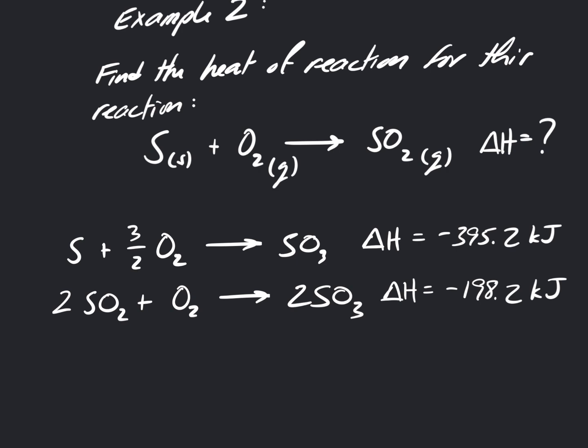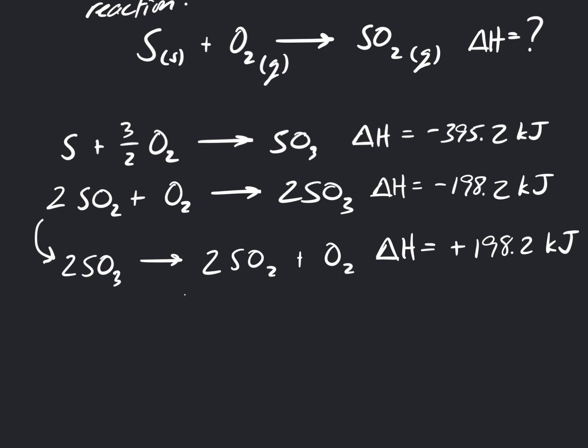Now, in this second reaction, SO2 is a reactant. So in order for this reaction to have SO2 as a product, we're going to reverse it. All right, so I'm going to do that right now. I'm going to just start by reversing this reaction.